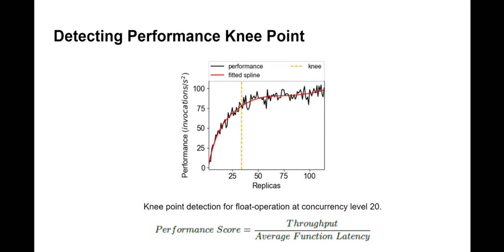As a case study, we analyzed the performance of the float operation function from the function benchmark using the OpenFaaS platform. As shown in the equation, we define a performance score as the ratio of throughput and average function latency. The figures show that initially the performance score increases sharply as more replicas are allocated, but after a certain point, the gain in performance score keeps getting smaller.